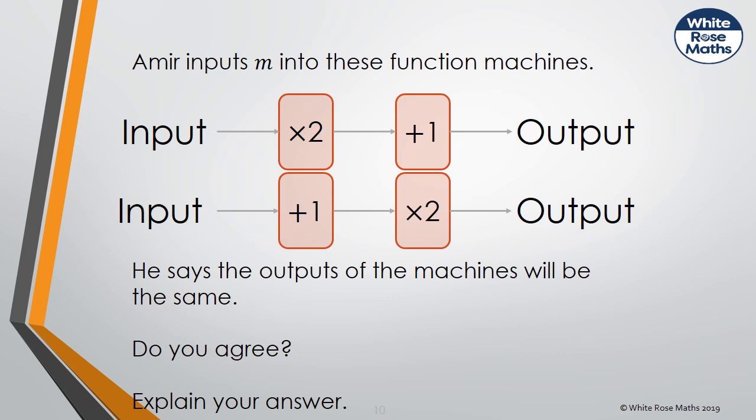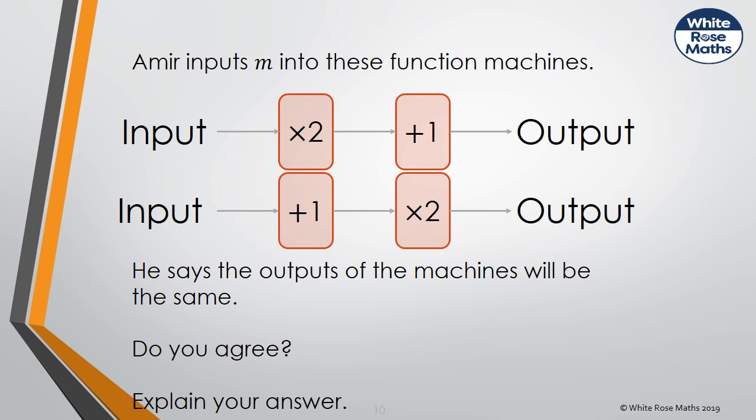Now, let's see if I get 11 on the second machine. 5 plus 1 gives me 6. 6 times 2 is 12. Did I get the same output? No, I didn't. I got 11 on the first and 12 on the second. So, is Amir right? No, he's not. Why do you think that Amir is not correct?